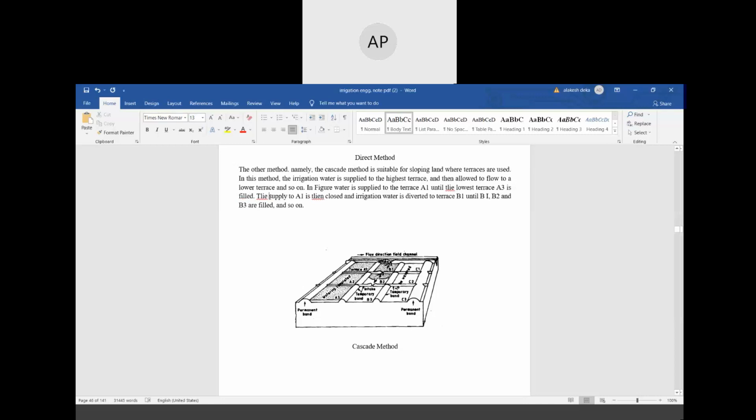Water is diverted to terrace B1 and B2. So first it will go A, then it will go B. These are constructed in a sloping way so that first water will fill the A terrace, then it will flow down to the B, and then it will go to the C. Okay, this is cascade method of water supply.